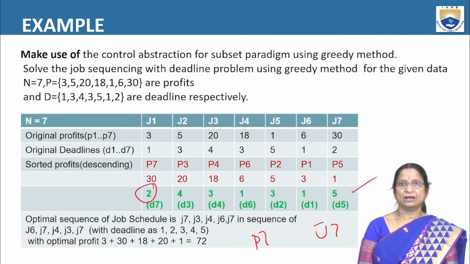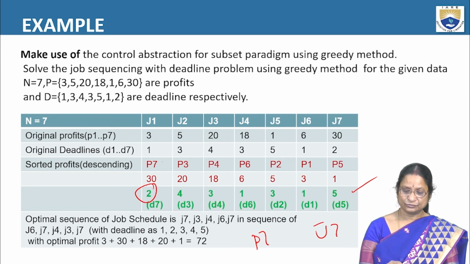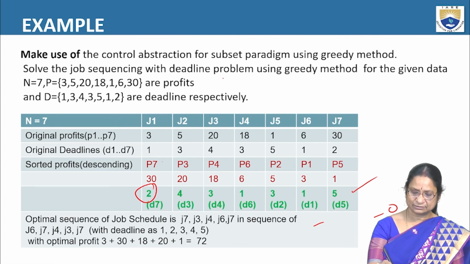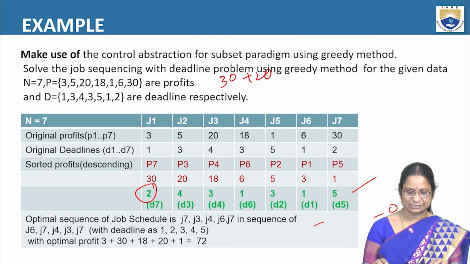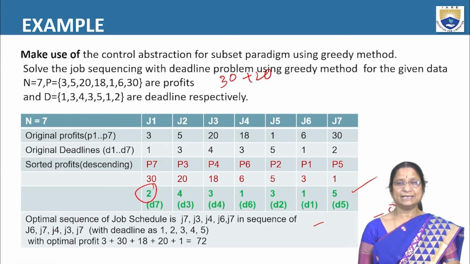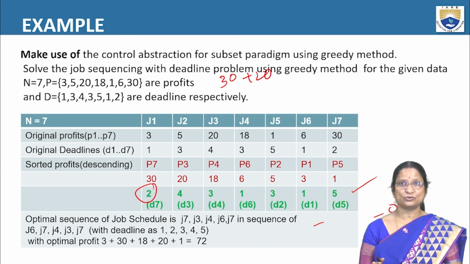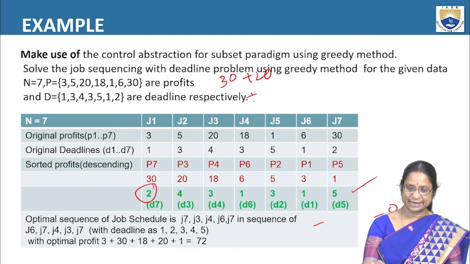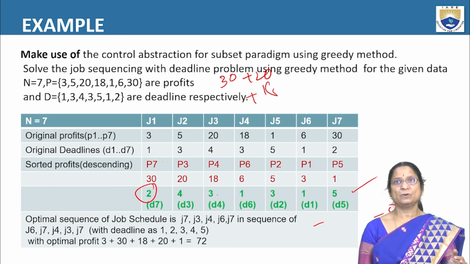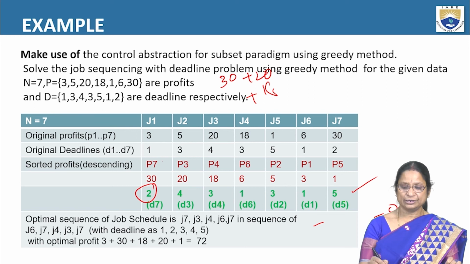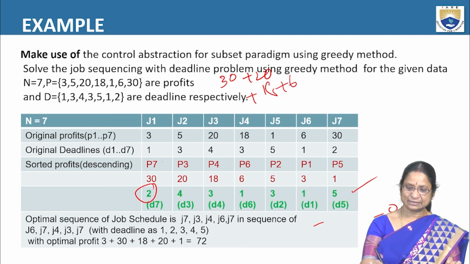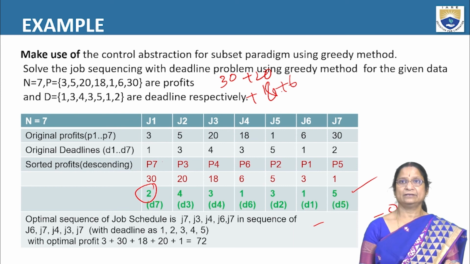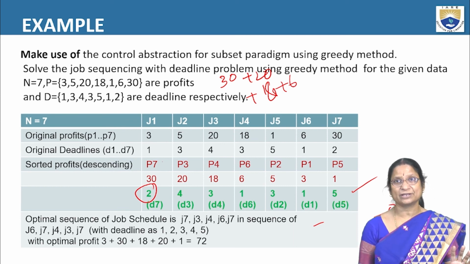We will see. Okay. Next, what is the next profit? 20. So we are adding 30 plus 20. What is the next job? J3, but the delay is 4. So it can be sent as a fourth job also. No problem. That is the fourth one. What is the next profit? The next profit is 18. The job delay is 3. No problem. It can be sent as a third job. The next profit after 18 is 6 and the delay is 1. It has to be sent as a first job only.